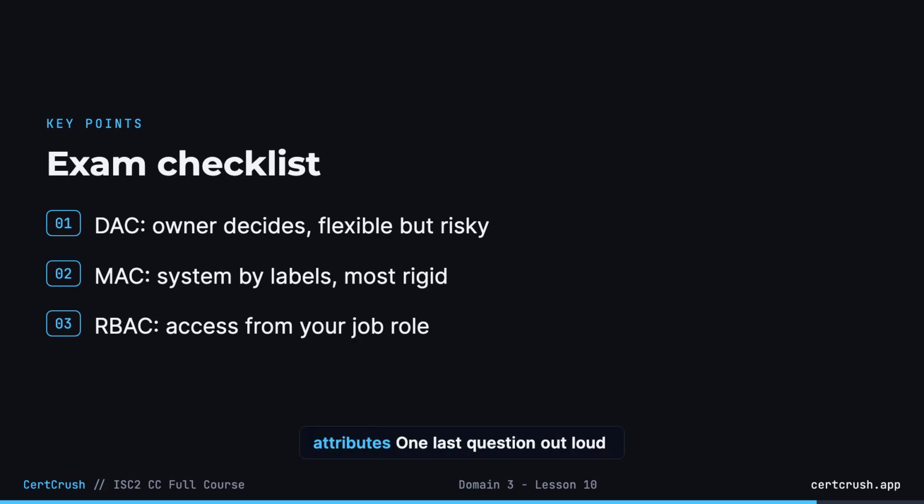One last question, out loud. A manager shares a project folder and picks exactly which teammates can open it, all by herself. Which model is that? Say it. Discretionary. DAC. She is the owner, and she decides at her own discretion. If the owner is choosing, it is always DAC. If those 3 finally sit in separate boxes in your head, that was the whole goal.